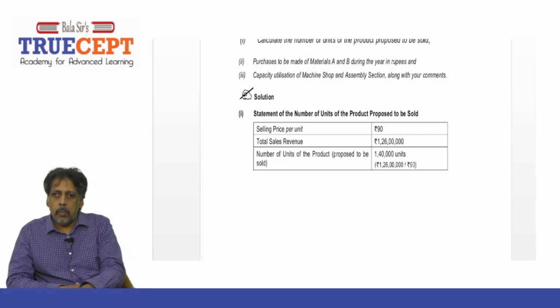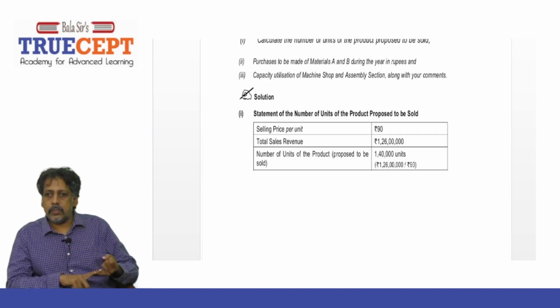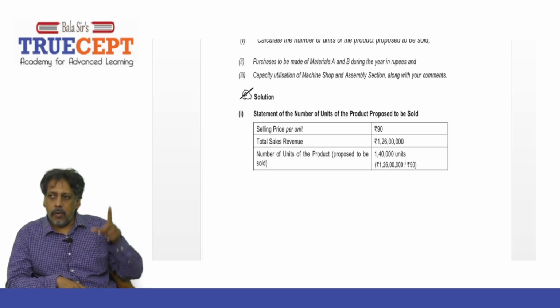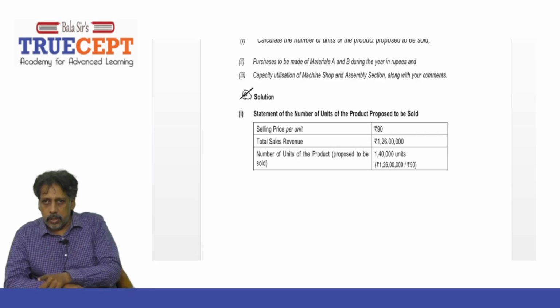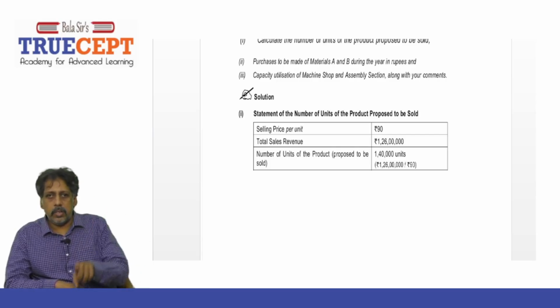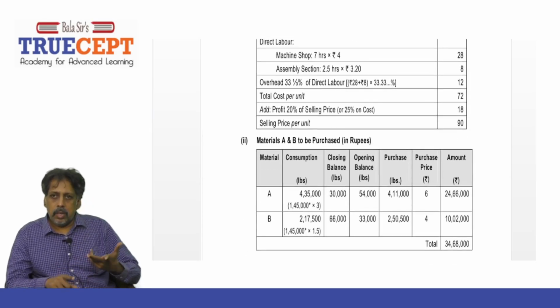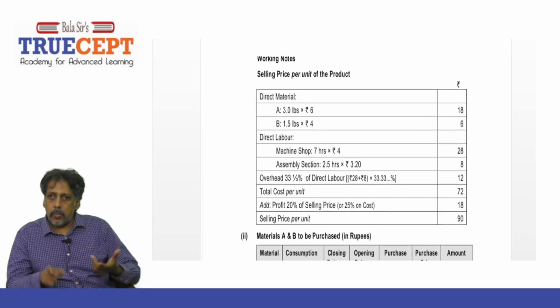Yes. Because I need materials to manufacture the product. I need labor to manufacture the product. Therefore, I have to make a working for the quantity produced. Even though they haven't asked for the production budget, I have to calculate the production quantity. So that's your material A. I want the working for the production quantity.